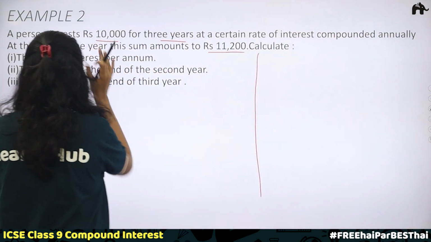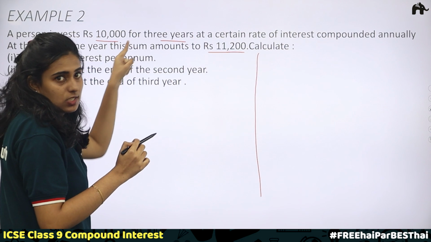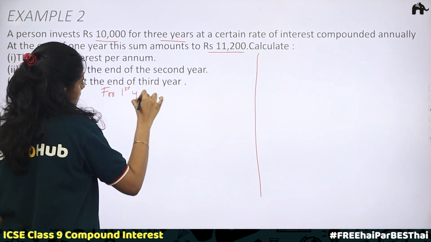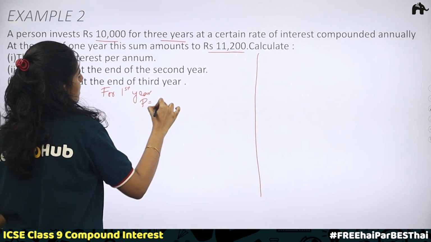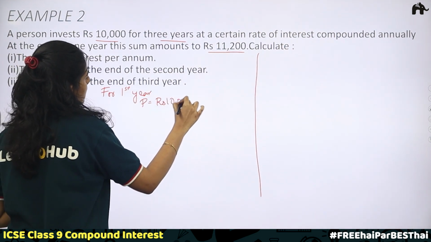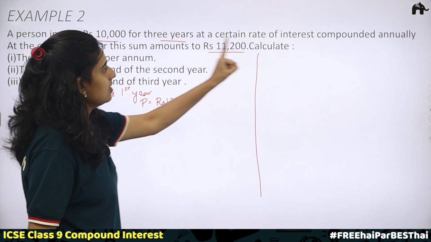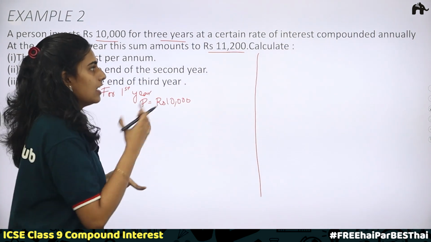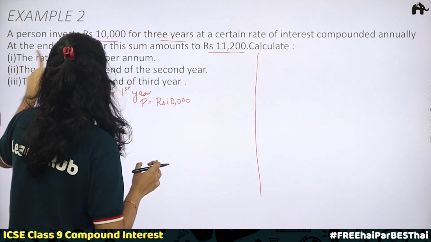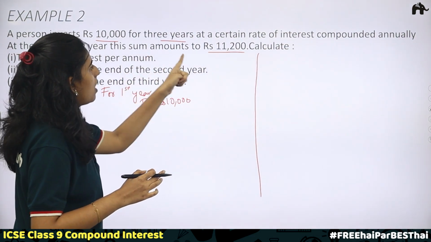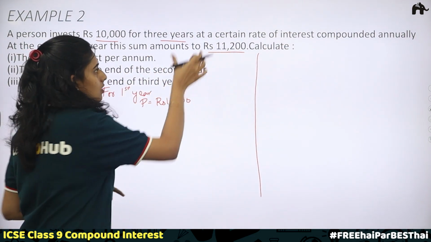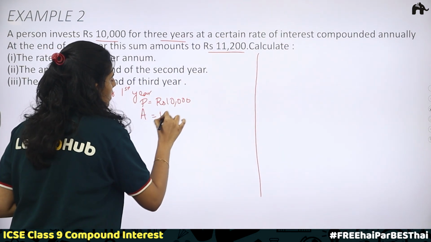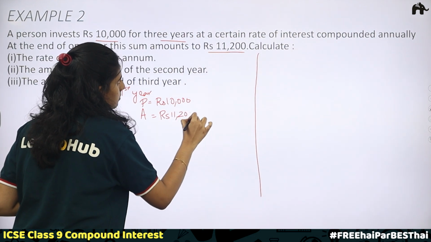Here, what are the given points? A person invests rupees 10,000, which means the principal is given. So, for the first year, we have the principal given, that is rupees 10,000, for 3 years at a certain rate of interest. We don't know what the rate of interest is, and the first part of the question is to calculate the rate of interest, compounded annually. At the end of 1 year, this sum amounts to rupees 11,200. Then what is this 11,200? 11,200 is the amount. Amount is equal to rupees 11,200.